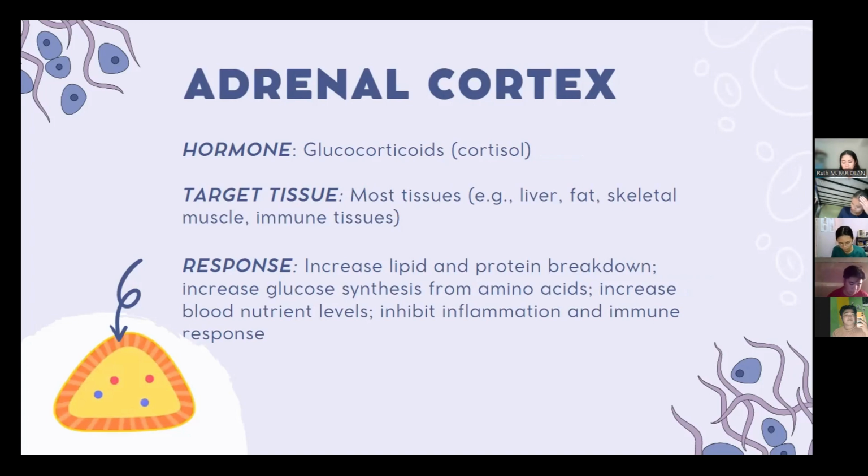Next is the hormone glucocorticoids, also called cortisol. Target tissues are most tissues, for example, liver, fat, skeletal muscle, and immune tissues. Its response is to increase lipid and protein breakdown, increase glucose synthesis from amino acids, increase blood nutrient levels, and inhibit inflammation and immune response.